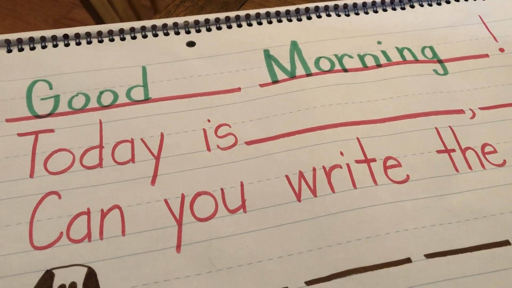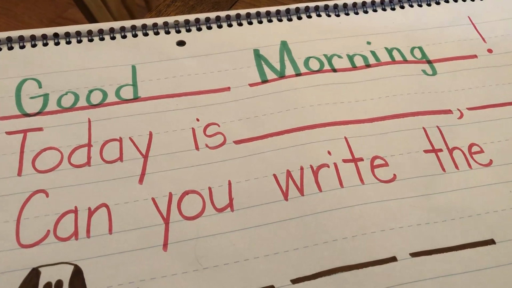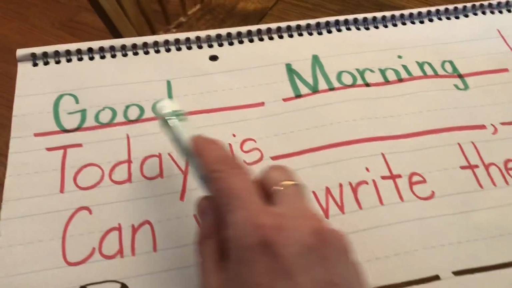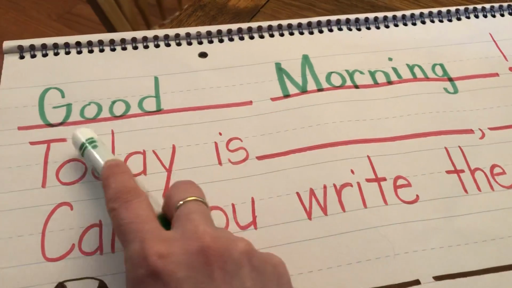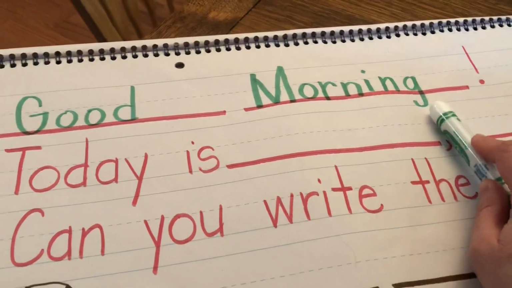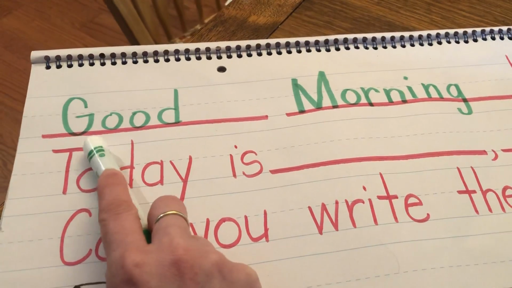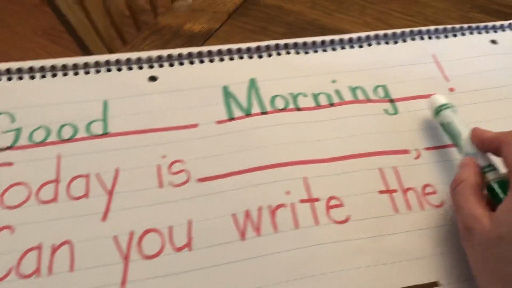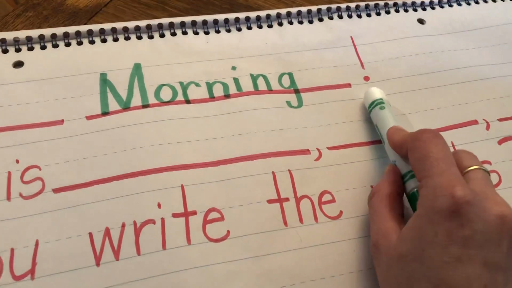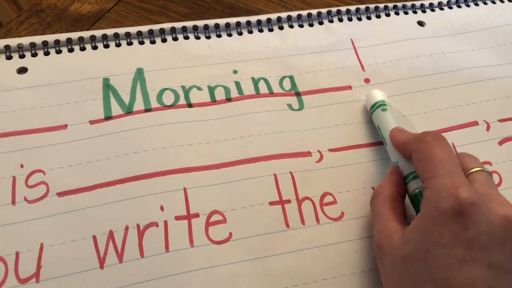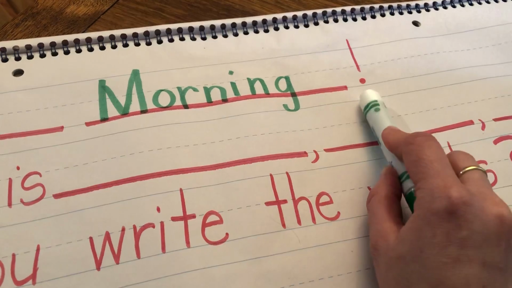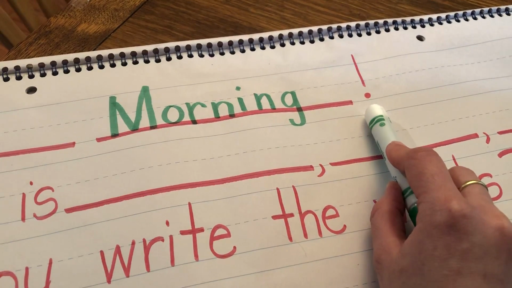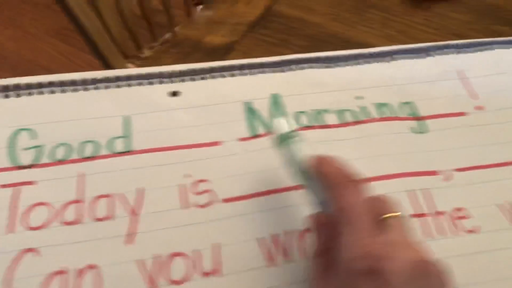I wanted to go ahead and work on my morning message and hope you're doing well today. I already have my greeting. I wrote good morning, and I wrote the word good with my capital letter, the word morning with my capital M, and at the end of my greeting I have my exclamation point because we use that at the end of a sentence when we have feelings of excitement. So let's read it.